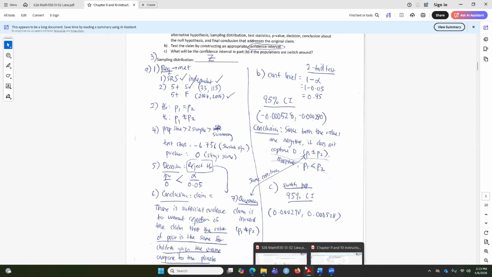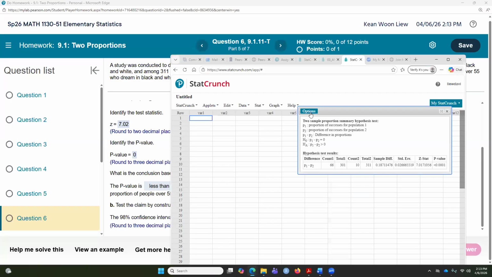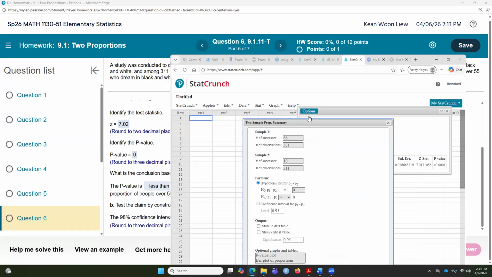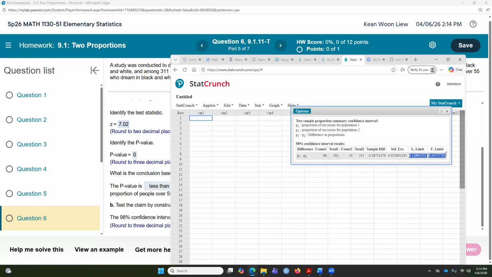Very important here. Because we are finding the 98% confidence, because in this question alpha is 0.01. So 1 minus 2 alpha, because it's a right tail test, is 1 minus 2 times 1%, which is 1 minus 2%, or 98%. So how do we find this 98% confidence interval? You go back to StatCrunch, go under Options, and go under Edit. Everything is the same because it's the same statistics. You just go down to the confidence interval, change the 95 to 98, and hit compute. Now you get your lower and upper limit.